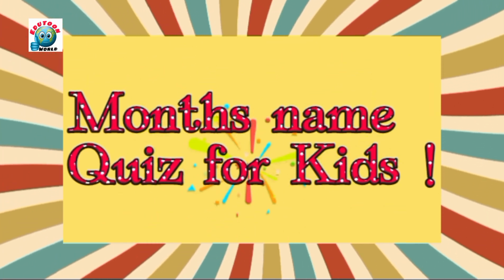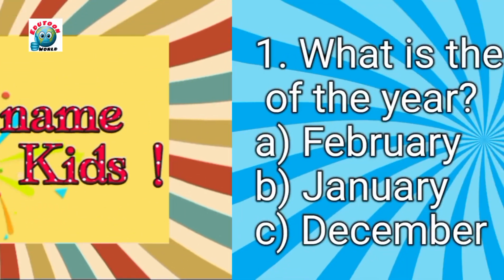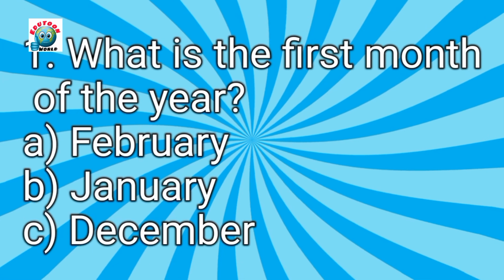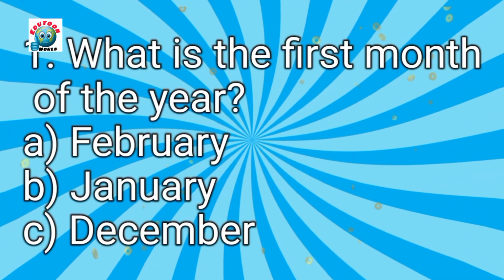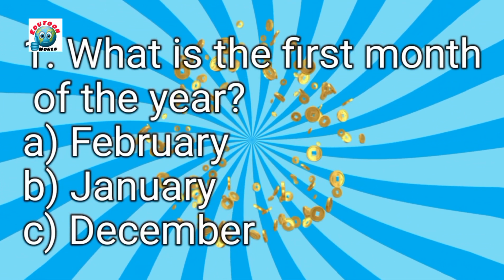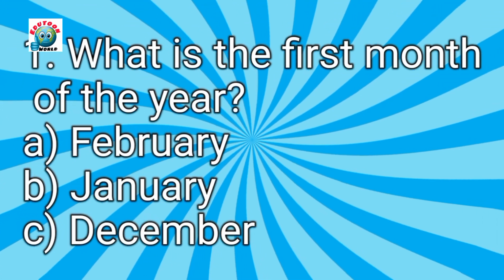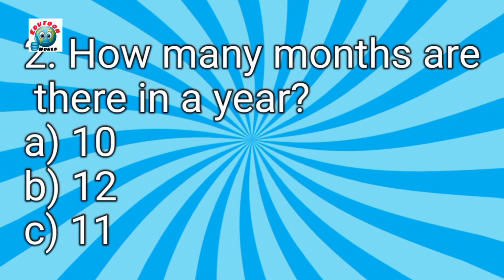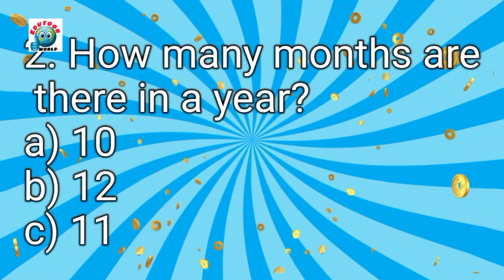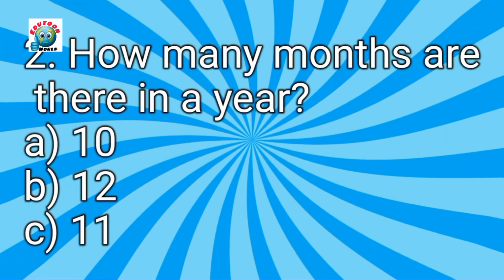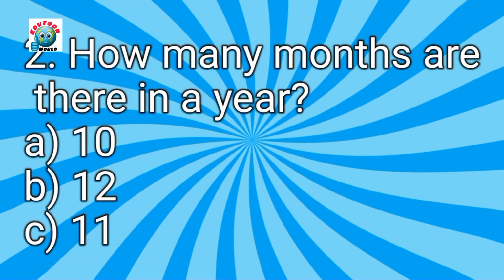Now it's month's name quiz for kids. What is the first month of the year? January. Yes, the correct option is B. How many months are there in a year? 12. Yes, the correct option is B.